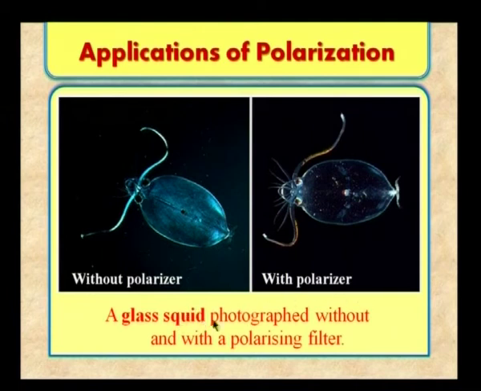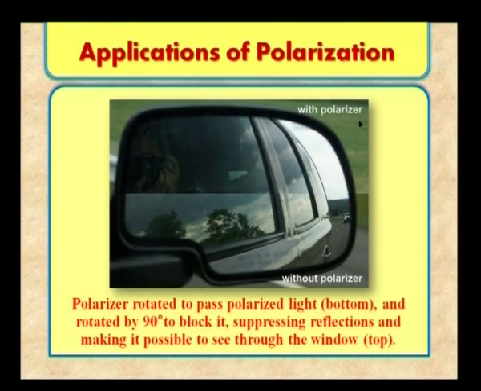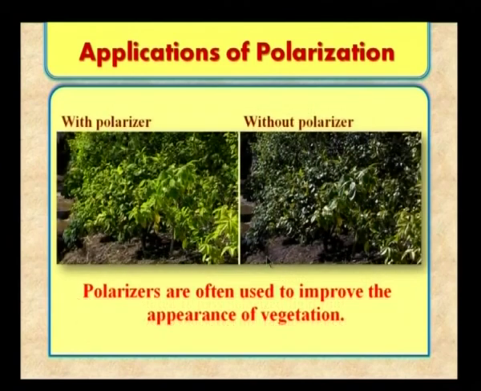A glass photograph without and with a polarizing filter, the clarity will be better, and here again you have with polarizer and without polarizer. Now, the polarizer is rotated to pass polarized light at the bottom and rotated by 90 degrees to block it, suppressing reflections and making it possible to see through the window at the top. Seeing through the window at the top, the clarity is improved. Now, you see this is a better picture.